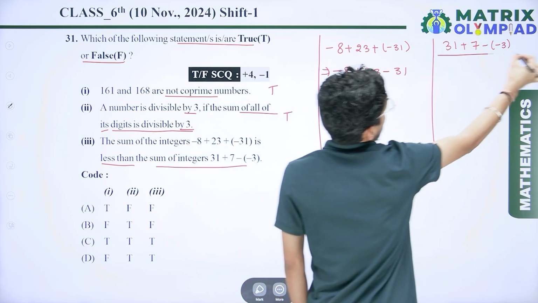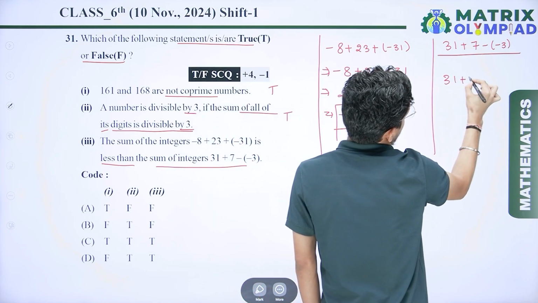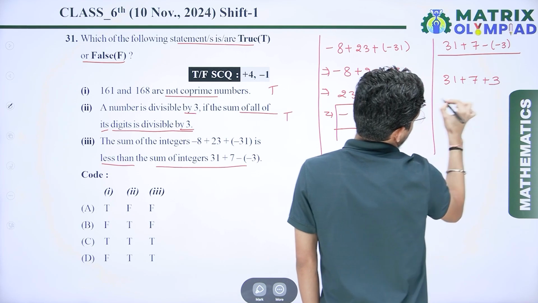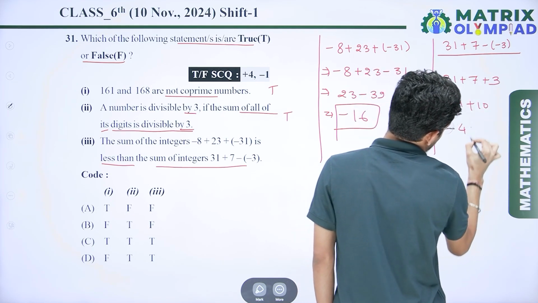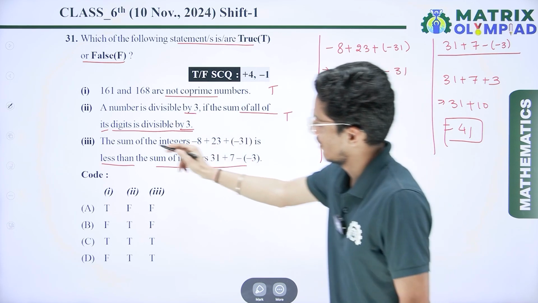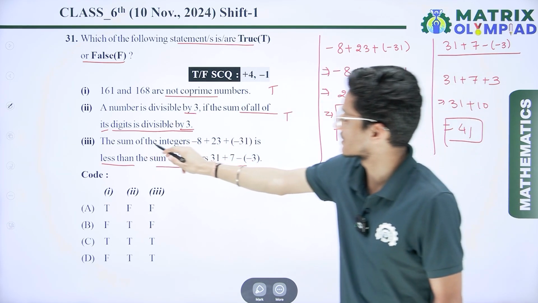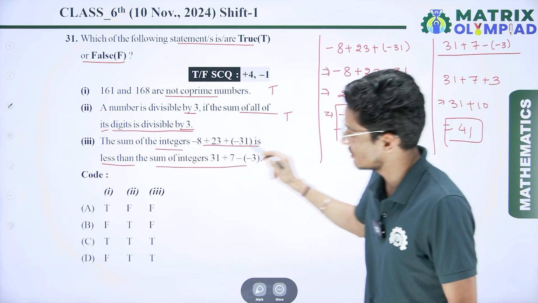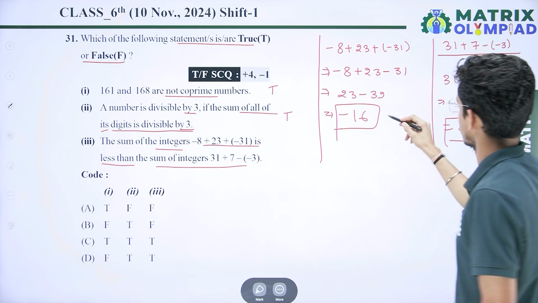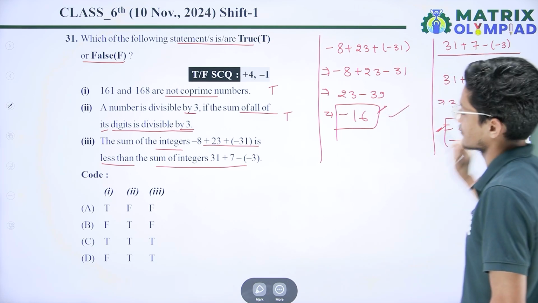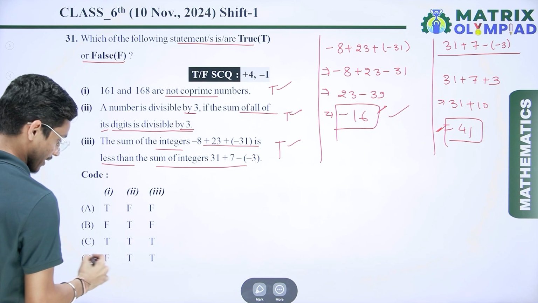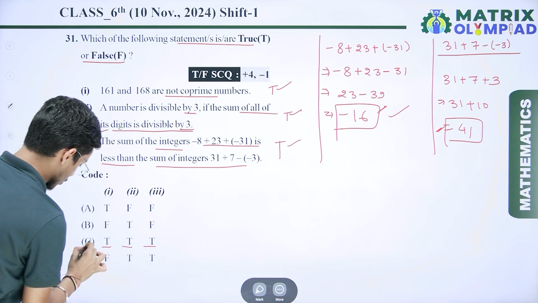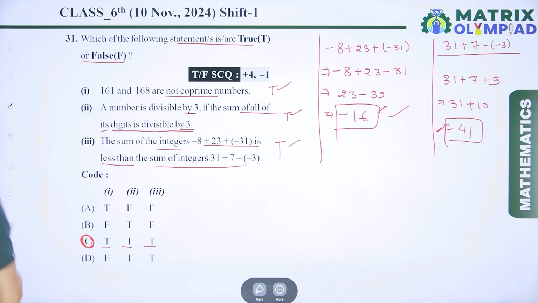If I solve this one, so here I get 31 plus 7 minus minus 3, that is 31 plus 10, that is 41. So here the statement, the sum of integers, this is less than the sum of the integers, this one. Yes, this one is true, this one is less if I compare to this one. So I can say this one is true. So true, true, true. So here option number C is the correct answer.